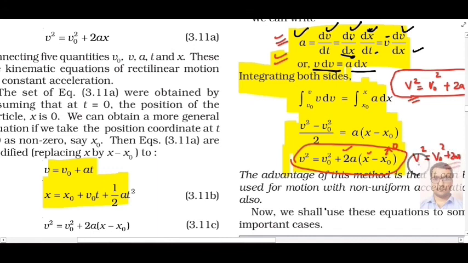Okay, so this is all for today. We have done all three kinematic equations with the help of graphs as well as calculus. Next time we will see motion under gravity.